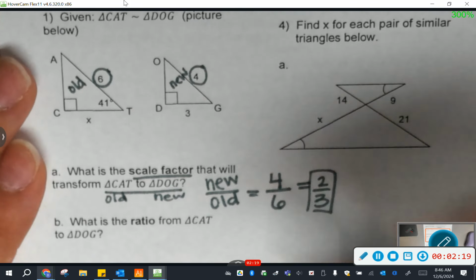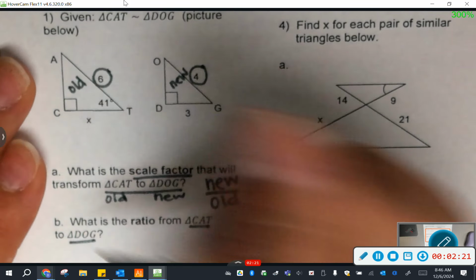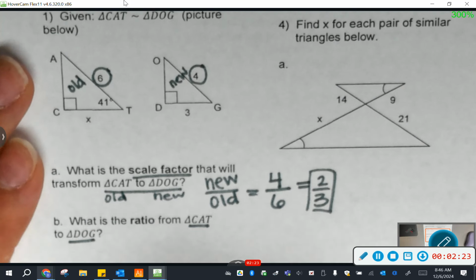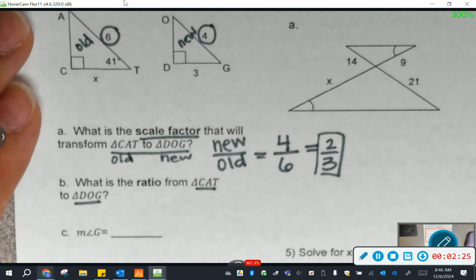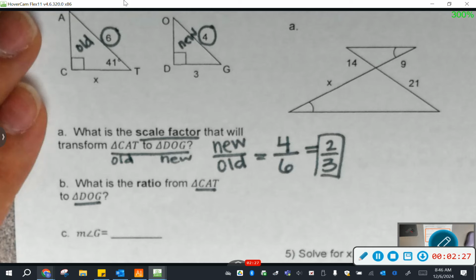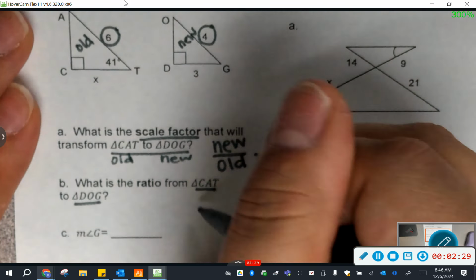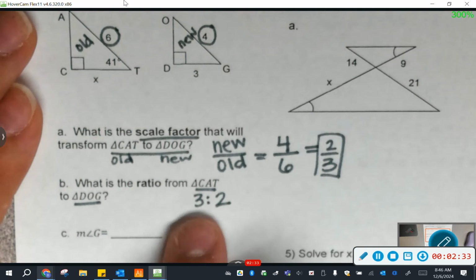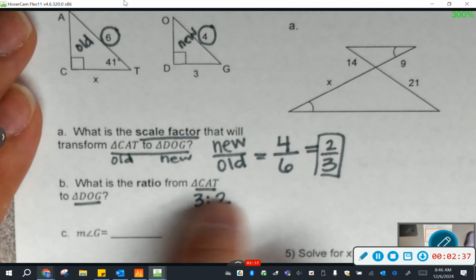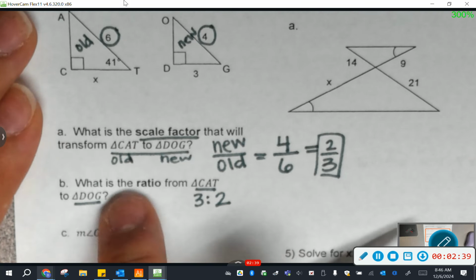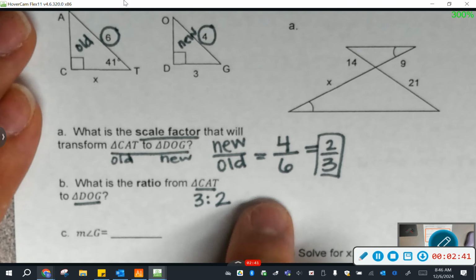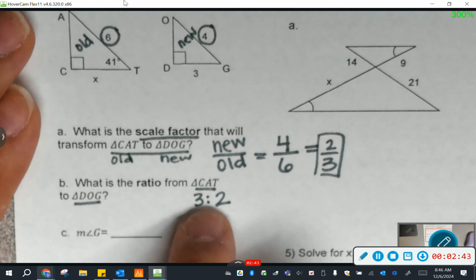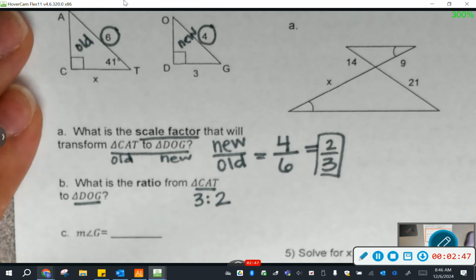What is the ratio from cat to dog? So we did talk about ratio. You're not going to have a question, I don't think, like this, but I do want you to write it down. The ratio is 3 semicolon 2. Whenever we do a ratio like this, it's your old to your new. That little semicolon means the word TO. Again, we didn't talk about that a lot. I don't think you're going to have it on there.